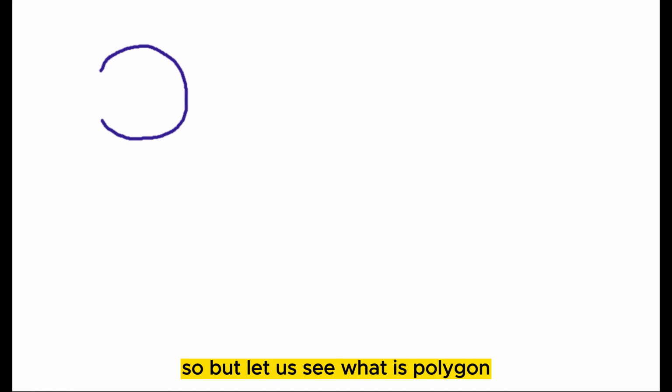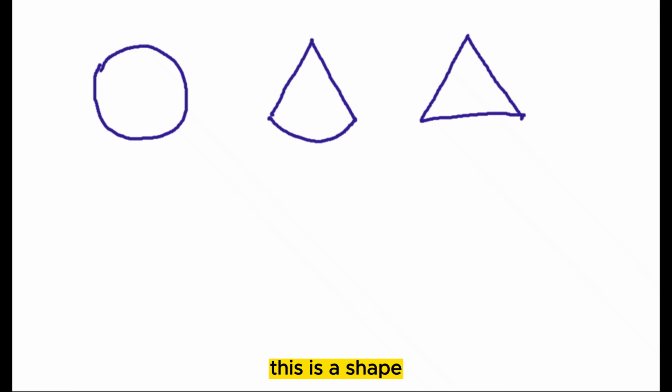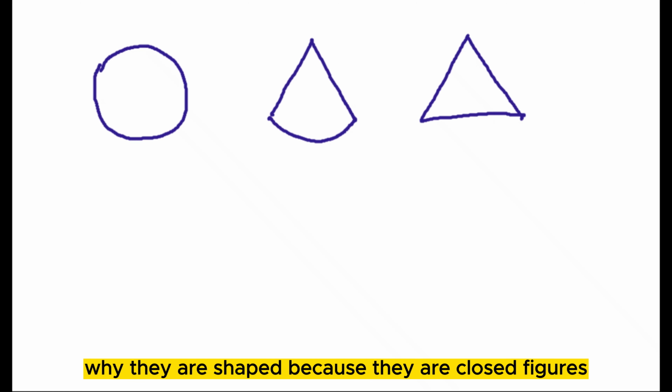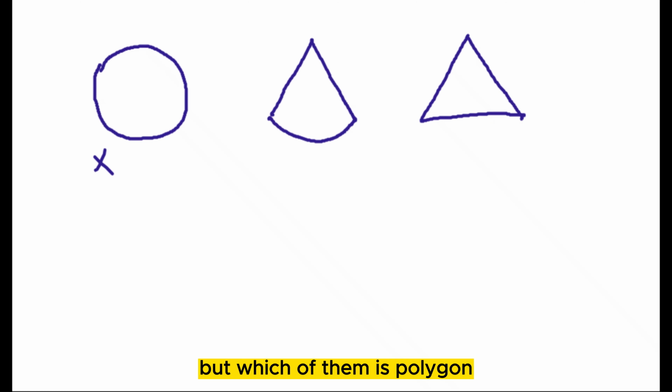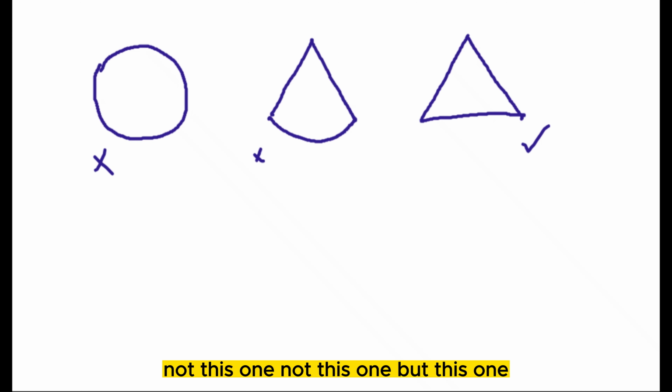But let us see what is polygon. This is a shape. This is a shape. This is also a shape. They are geometrical figures. They are shapes. Why are they shapes? Because they are closed figures. But which of them is a polygon? Not this one, not this one, but this one.